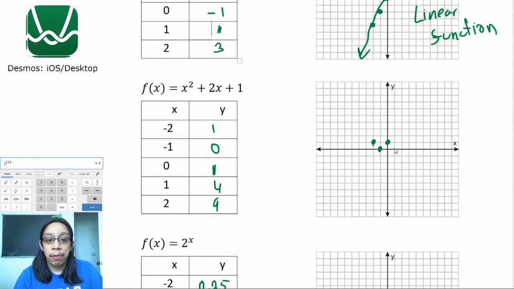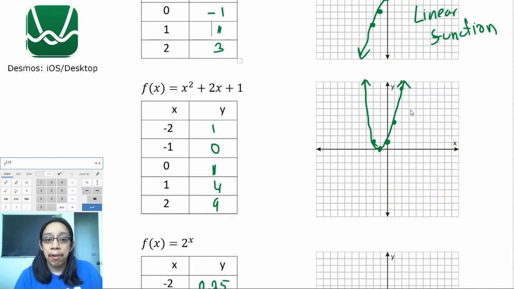Next one is 1, 4. Here's 1 for x, and then we go up 4 for y. And then it's 2, 9. Here's the 2, and then we go all the way up here to 9. And notice what kind of shape they make here. Now we could go ahead and try to replicate this, and then it'll be the same on both sides. We don't really create a line here. We actually kind of create a curve.